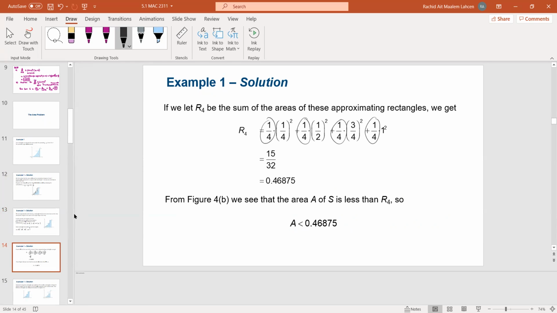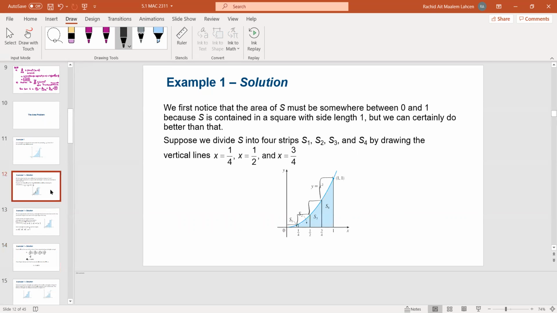And the length is different, of course, for each one. The height there is 1/4, 1/2, 3/4. And we add all this and we find it to be, because we divided by 4, so that's our 4 and we're using the right side, 0.46875.